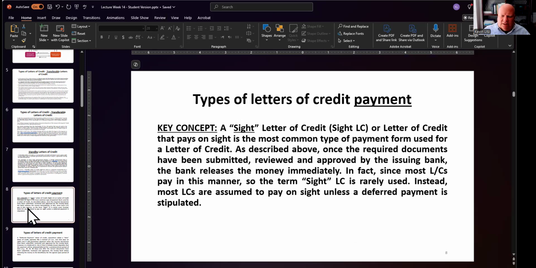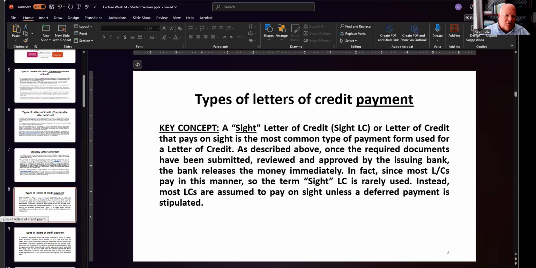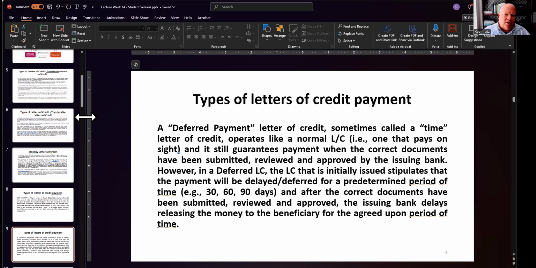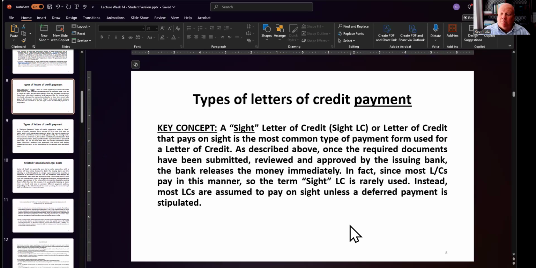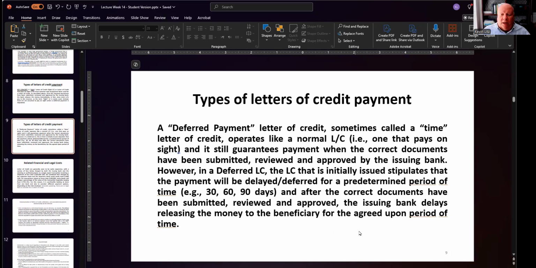We already talked about site letter of credit, time letter of credit, so we don't need to do that. It's similar to the documentary drafts. If it's a site letter of credit, the bank is going to pay as soon as they receive and approve all the documents, shipping documents, invoice, etc., that I, as the seller, have sent. On a deferred payment, they will do the same thing, but they may pay me 30, 60, 90 days later. That is, I'm giving my customer payment terms.